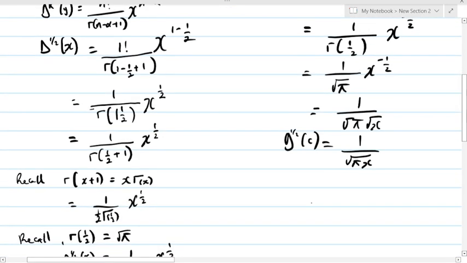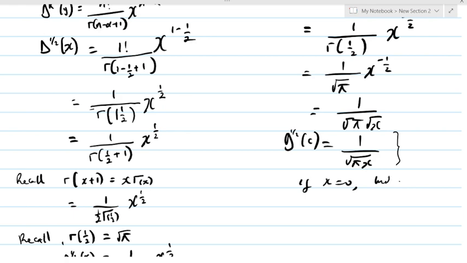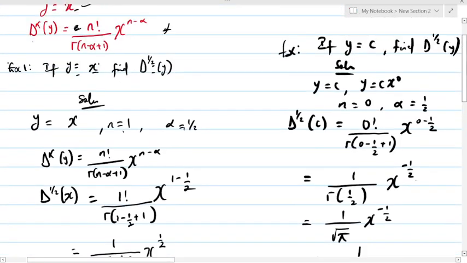But do you know that this does not satisfy the differentiability properties, the differentiability axioms? Because a function is differentiable if it is also continuous. But here, if x equals 0 at our derivative, we are going to have an undefined function. So that gives us the limitation of this particular formula.